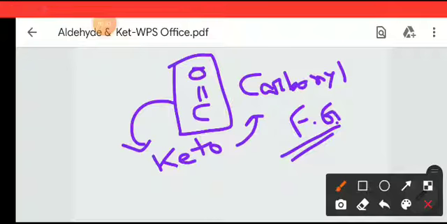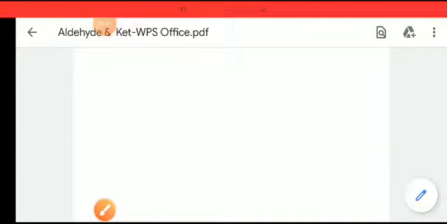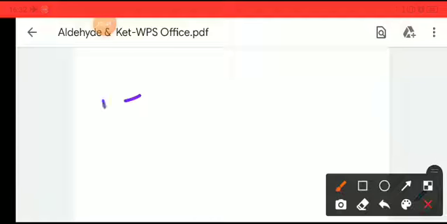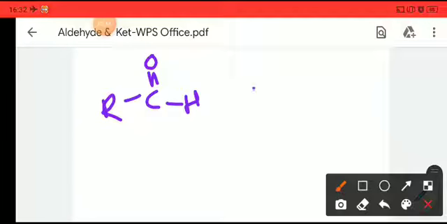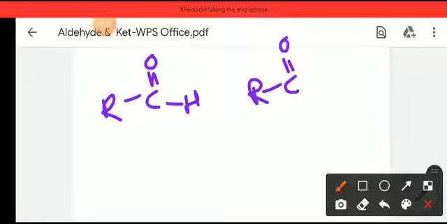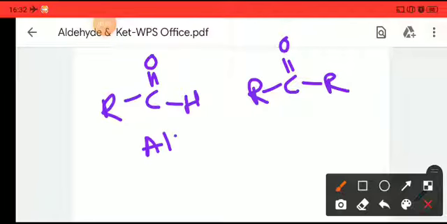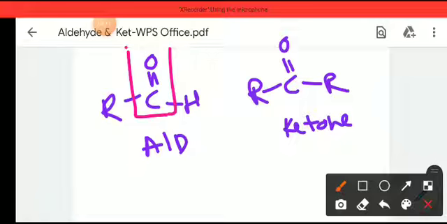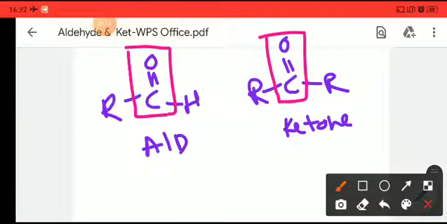Any compound having this carbonyl group or keto group in it is called a carbonyl compound. In the case of aldehyde, the formula is R-C double bond O-H, and in the case of ketone, it is R-C double bond O-R. In both aldehyde and ketone one thing is common: the C double bond O, the keto group or carbonyl functional group, is present.